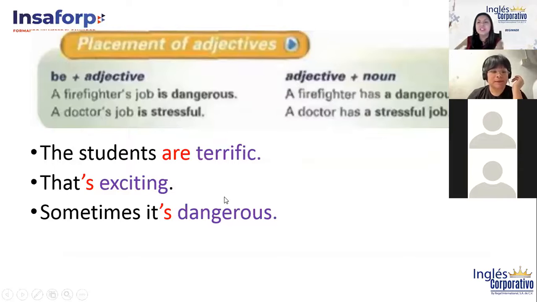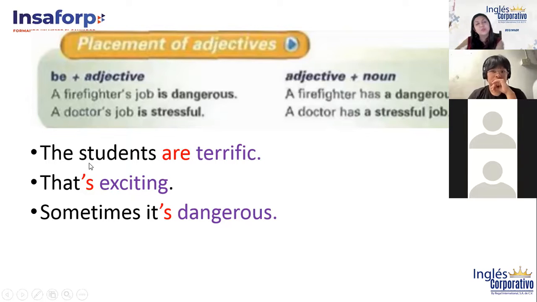Okay, so in the adjectives in Spanish, los adjetivos siempre van después, ¿verdad? Del verbo. O, por ejemplo, decimos, los alumnos son responsables, ¿verdad? Los alumnos responsables. La comida caliente. But in English it's different. First you have the adjective and then you have the noun. Pero aquí vamos a ver eso ahorita. Be plus adjective and adjective plus noun.